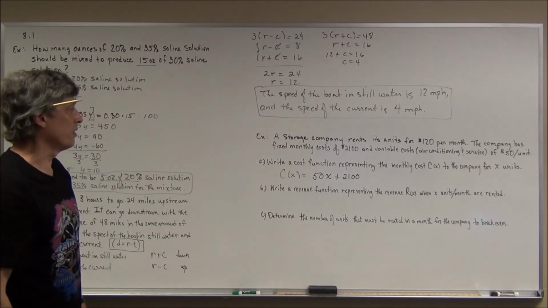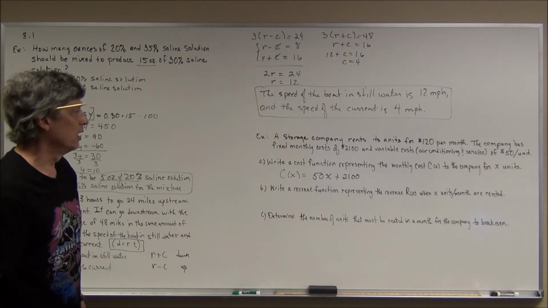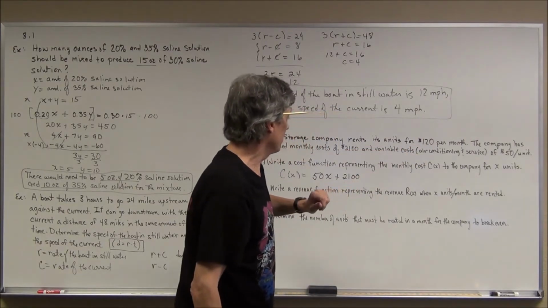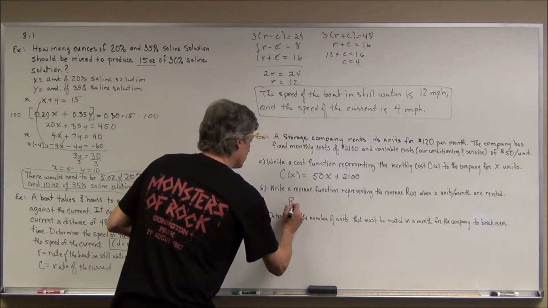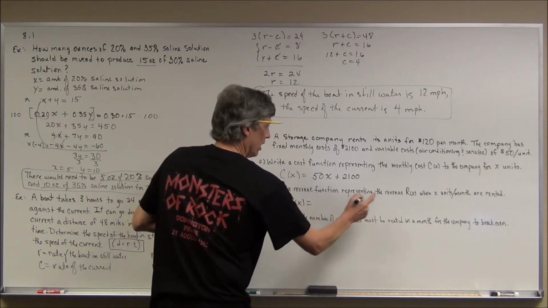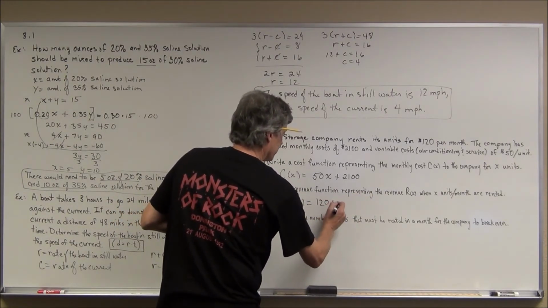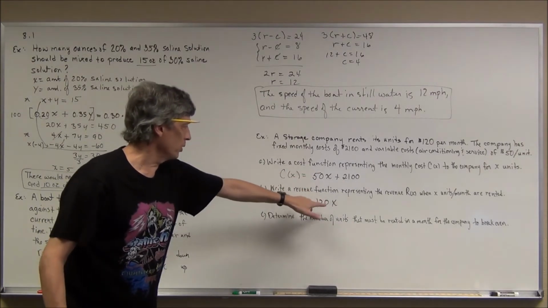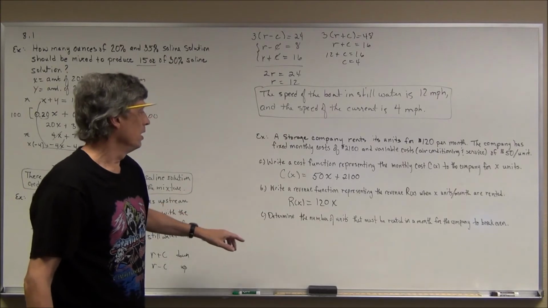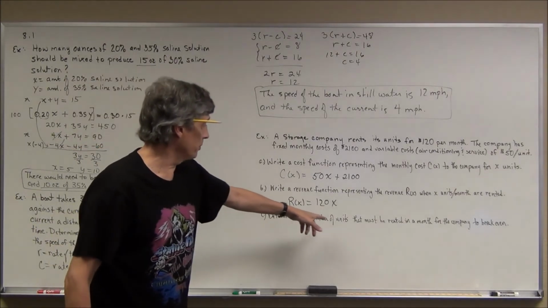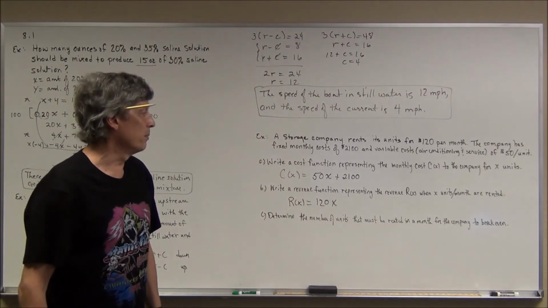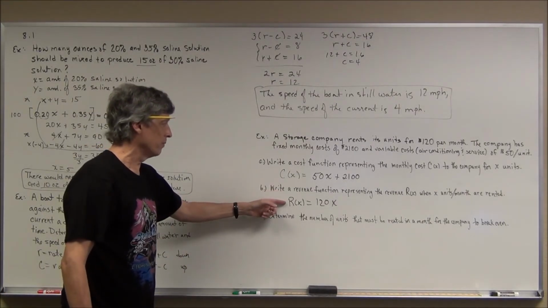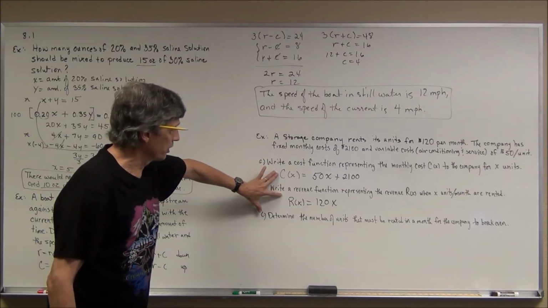Write a revenue function representing the revenue R of x for when x units per month are rented. Well, it's $120 for every unit, so the revenue R of x would be 120x. Now these are kind of like your y's here. Y equals this, y equals that. This is cost, this is revenue. And determine the number of units that must be rented in a month for the company to break even. All right, the break even point when these two amounts are equal. So when these two y values are equal.